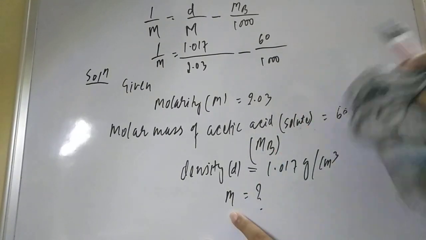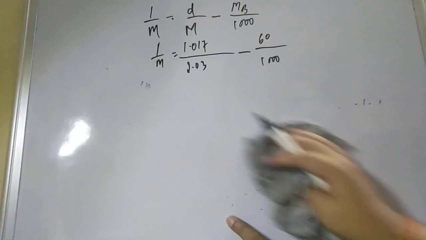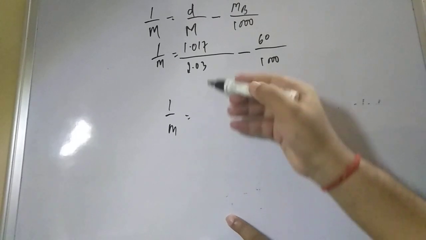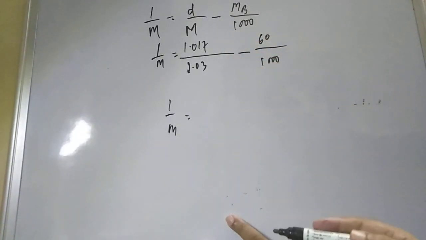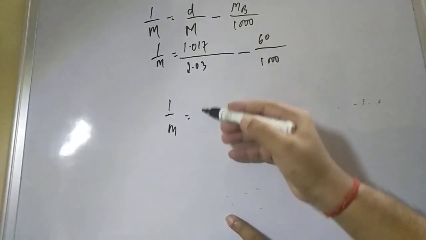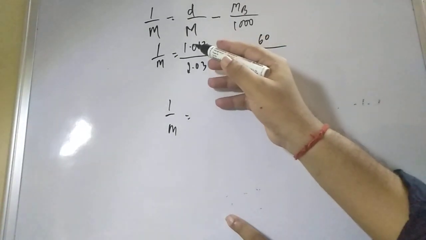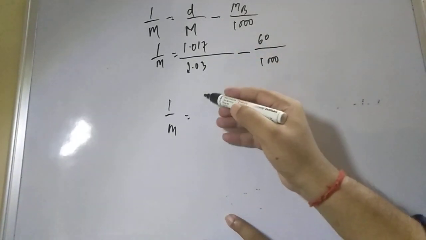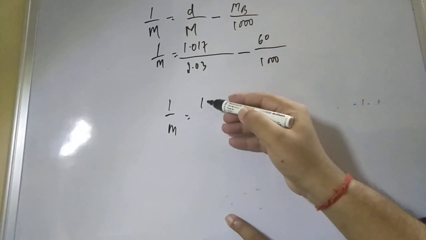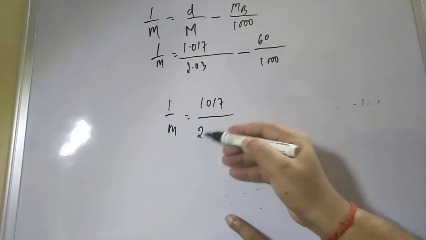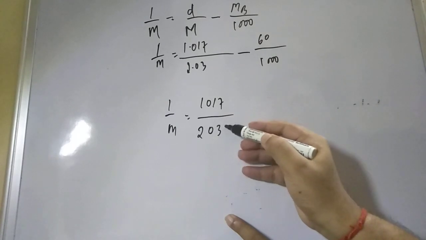Now you erase, student, and do the calculation by simplifying it. So 1 by m is equal to this. You multiply by 1000, top and bottom. After the decimal there are 3 digits, so to remove the decimal we multiply by 1000. So it will come 1017 divided by 2030.